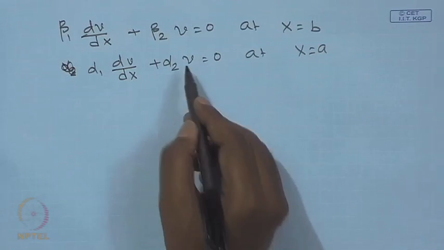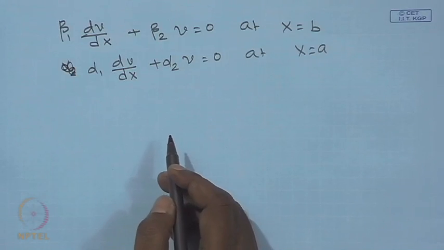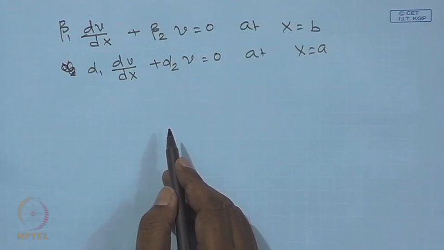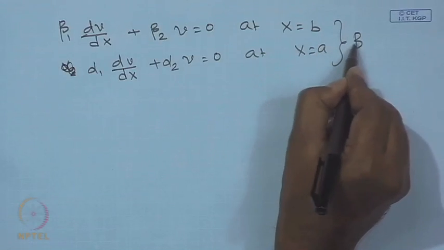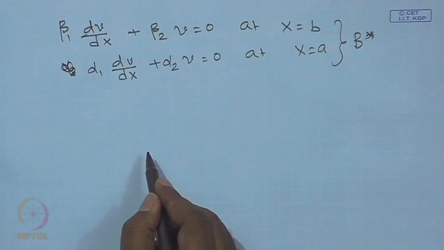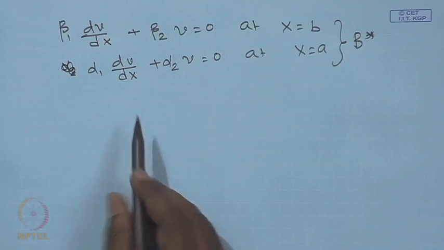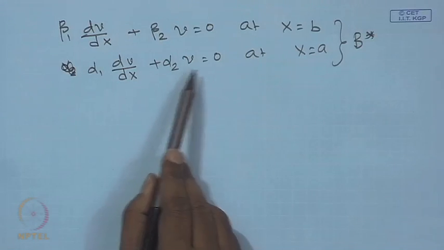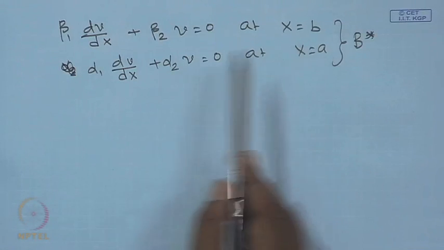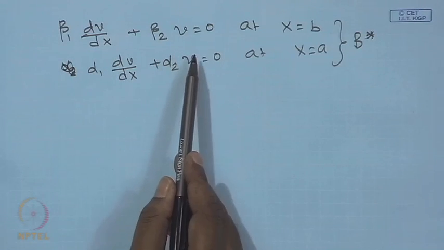So, therefore, these two boundary conditions on v emerge from putting the J, the bilinear concomitant, equal to 0, and if we remember, this is B star, the boundary operator of the adjoint problem. And if you remember the boundary conditions B on the original problem, that was at x is equal to a, alpha 1 du/dx plus alpha 2 u is equal to 0, and at x is equal to b, beta 1 du/dx plus beta 2 u is equal to 0.